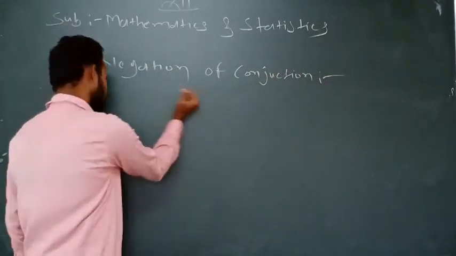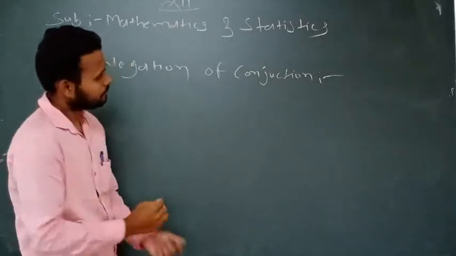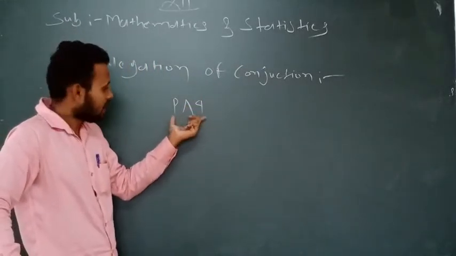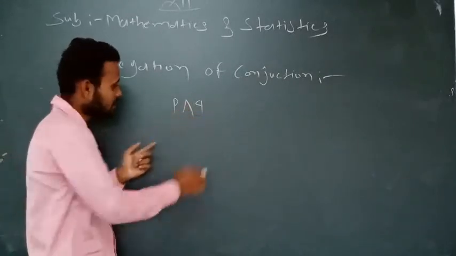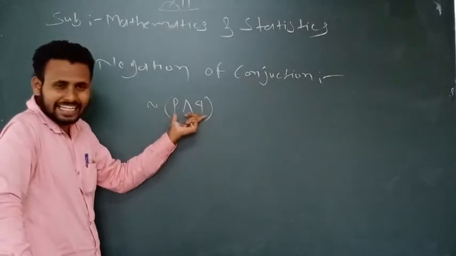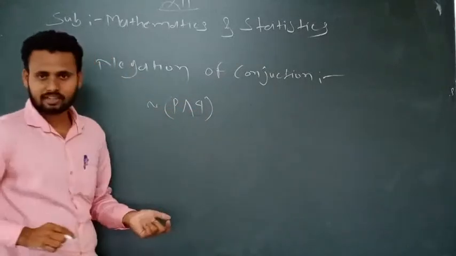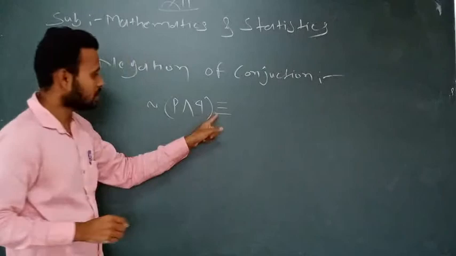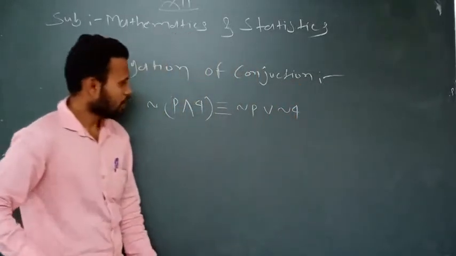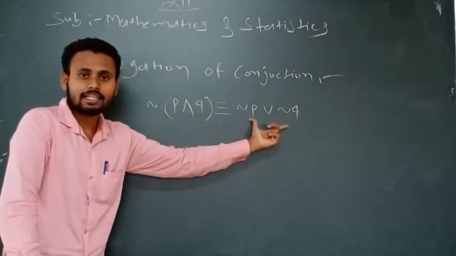The first one is negation of conjunction. It is a conjunction of two simple statements p and q. If I take its negation, it is the negation of the conjunction of two simple statements, which is equivalent to the negation of p joined with the negation of q. Equivalent means this statement pattern and this statement pattern are equal.